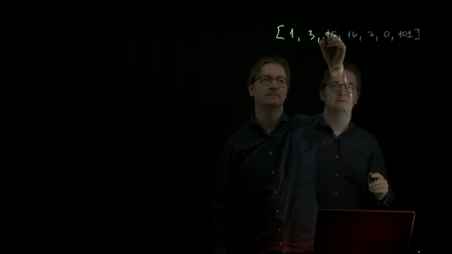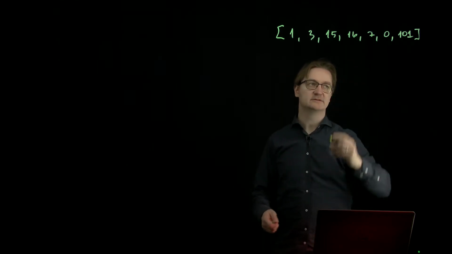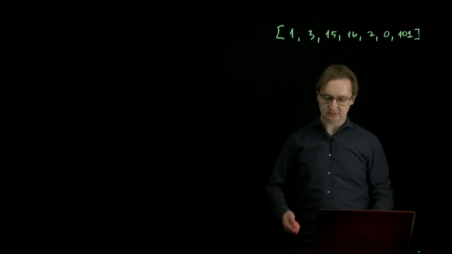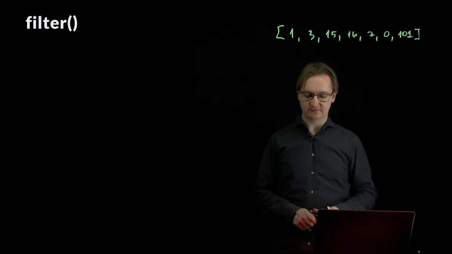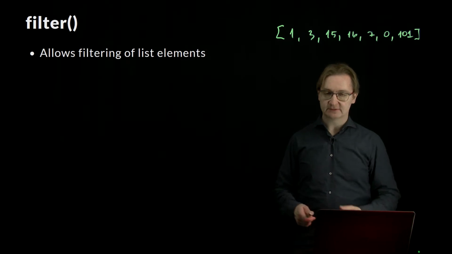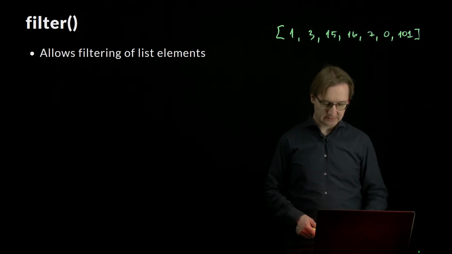Let's talk about two helper functions which we can use to do operations on lists. I will just write a list here. Let's say it's 1, 3. This is a list of numbers, and let's have this example to show how it works. First we will discuss the function filter. The filter, as the name suggests, we can filter out some elements.